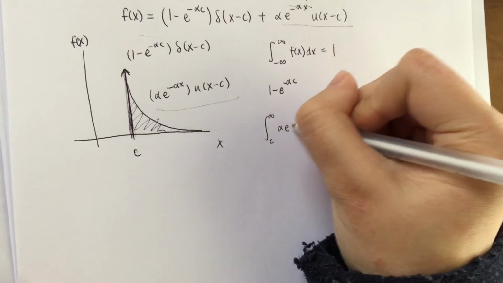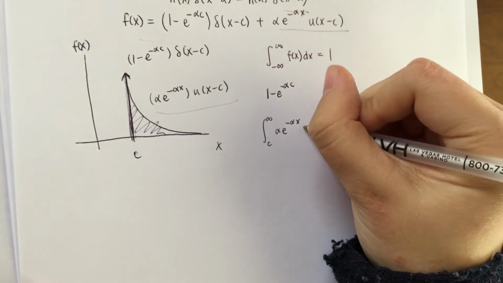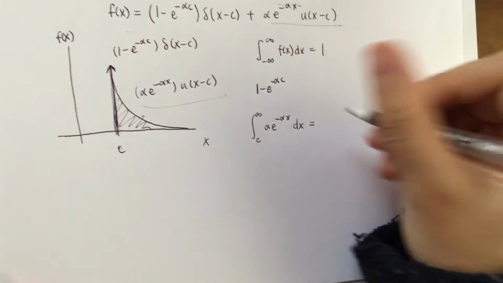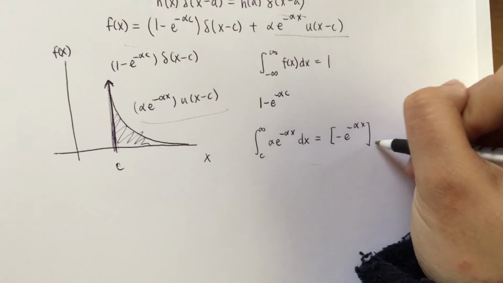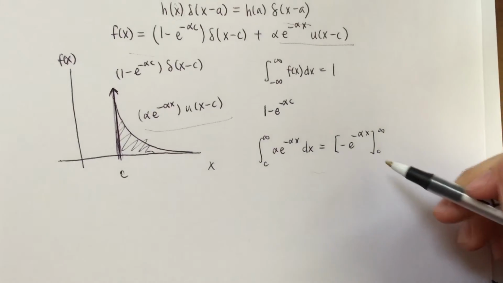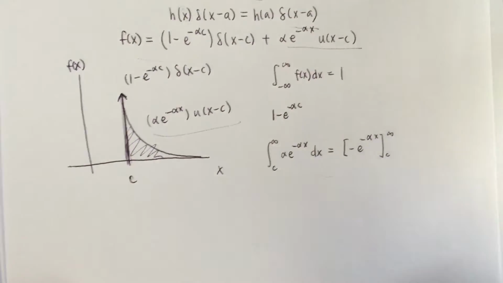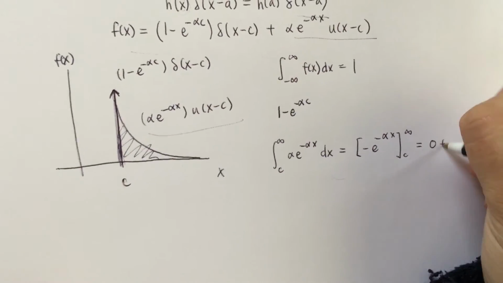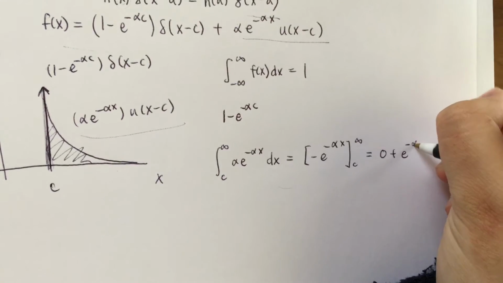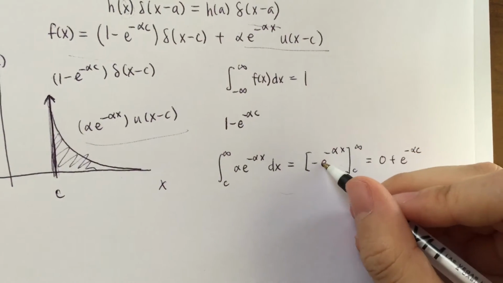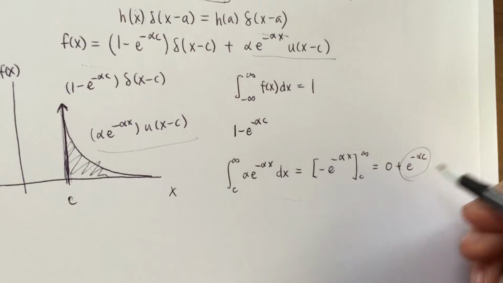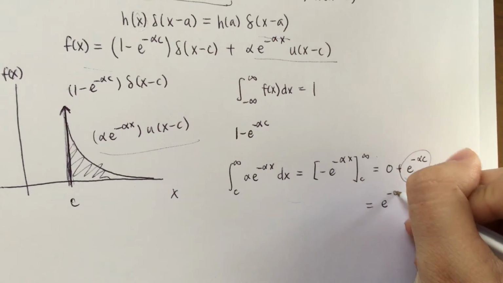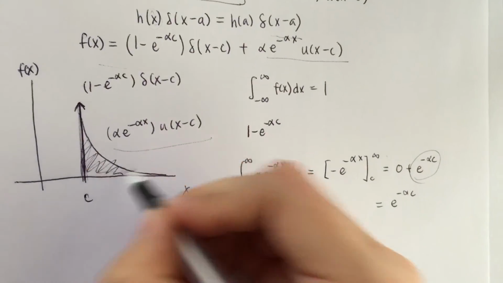So this would come out to be negative e to the negative alpha x, and the limits are c to infinity. And we can see that when x goes to infinity, e to the negative alpha x goes to 0. And so we're left with this. This is the area under the curve here.